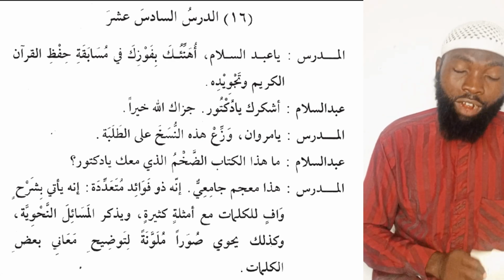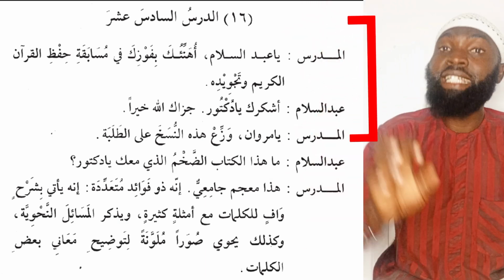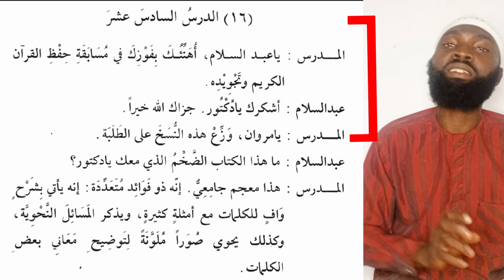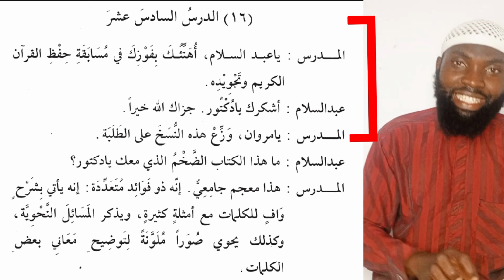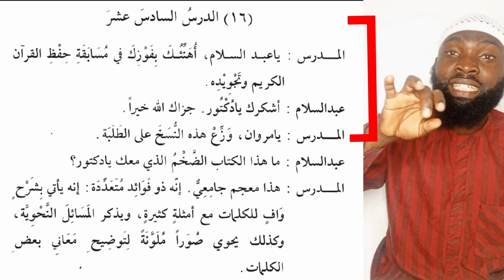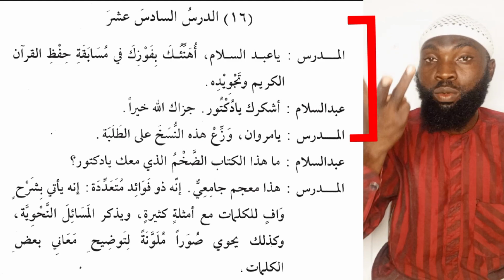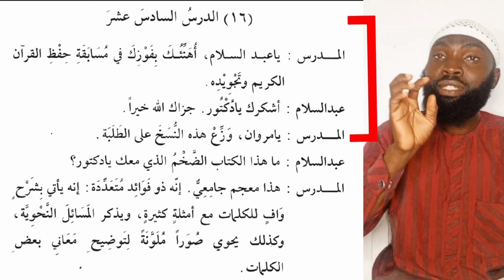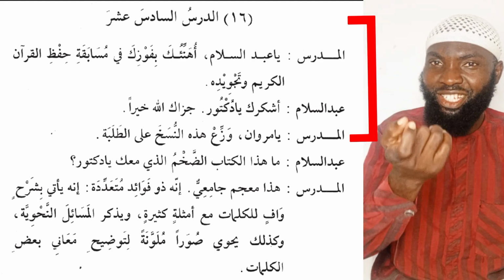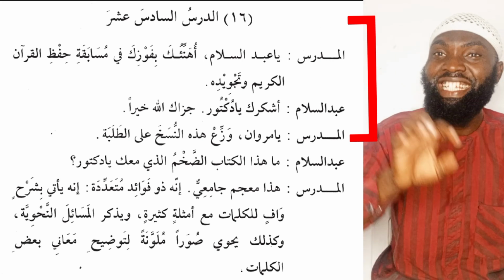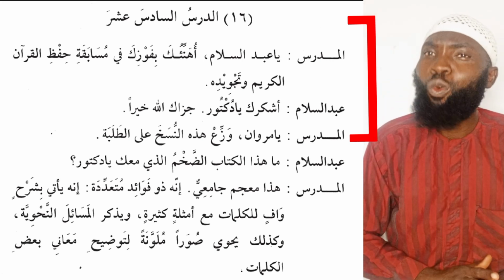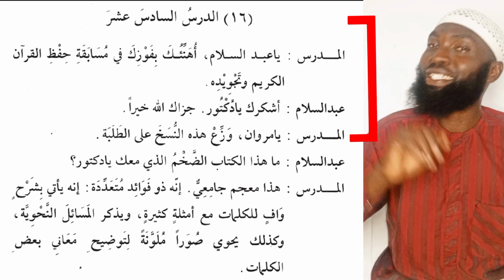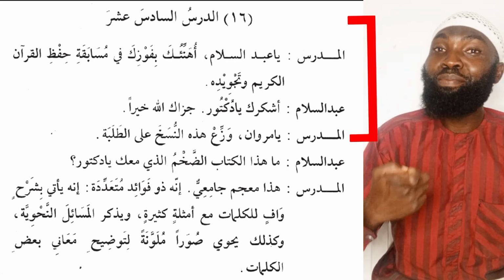Now let's move on. We are on lesson 17 or lesson 16 of book 3, which is the last book. We have here Darsus Sadis Ashar, lesson 16. From this lesson, you will see how the verb which has 3-letter words originally is now being added with a single letter. Let's look at this. Al-mudarrisu. The word al-mudarrisu, which is what we're going to open with, is the name of the teacher. What is the verb that this word is gotten from? It is the verb darrosa, not darosa. Darrosa means he taught.